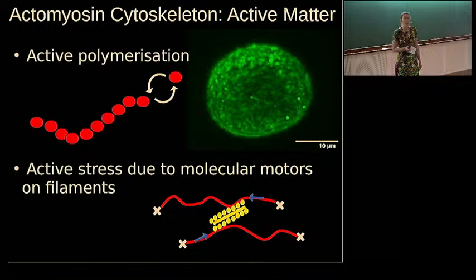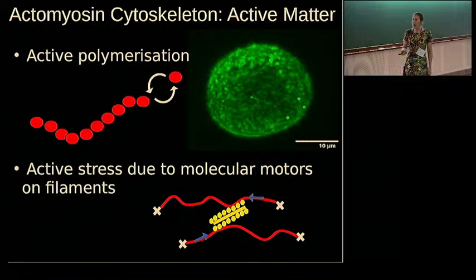These little filaments grow into big networks, and it's at the network level that they are active. They are active in two different ways. There is active polymerization. That is due to the fact that they consume ATP to polymerize and grow longer.